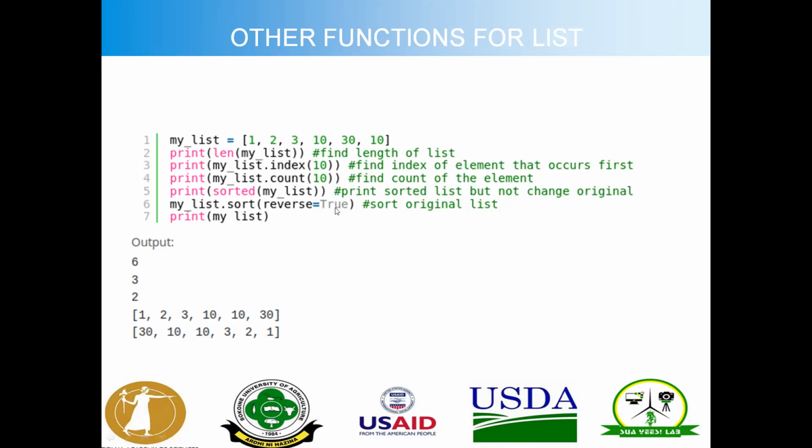Reverse equal to true means it will sort in a reverse order. Sometimes you don't need to provide this one, but you can say reverse equal to true, reverse equal to false. It depends. If you want to sort them in a reverse order, or you don't want to, you can just say there.